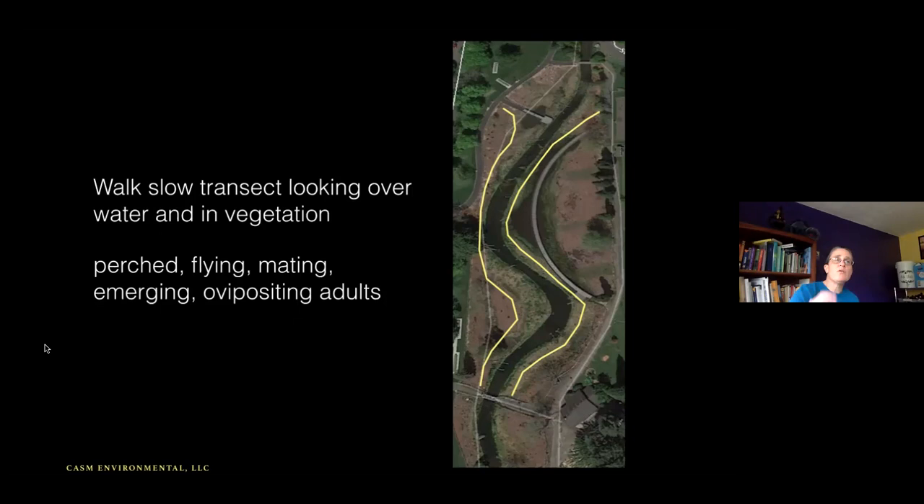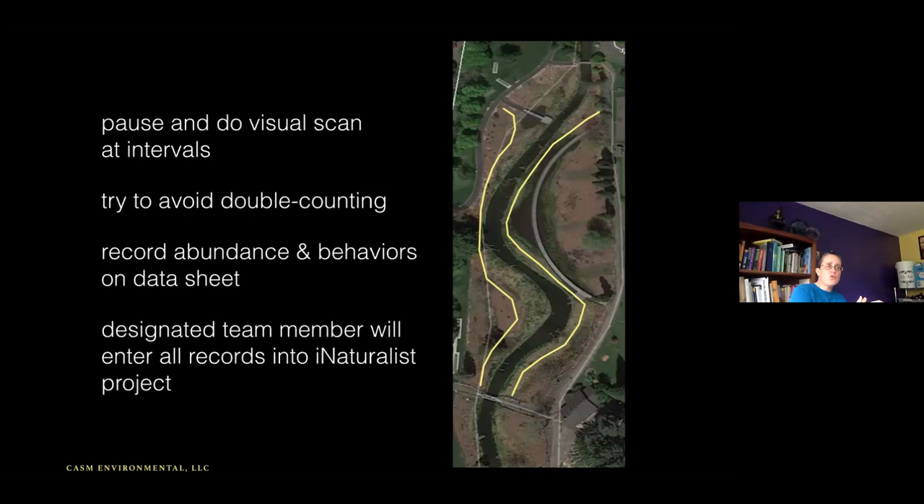Some of you will be going around wetlands, and some of you will be going around wetlands and a creek. It all depends on your site. Pause and do a visual scan at intervals. Start at one end of the site and go to the other. You want to avoid double counting. If you count a couple of dragonflies on the way as you're walking in to your site, you don't want to count them again on the way out. Think to yourself, have I seen that one before? Is that one that was just flying around and there's really two, not four, of that species? You don't want to artificially inflate our counts.